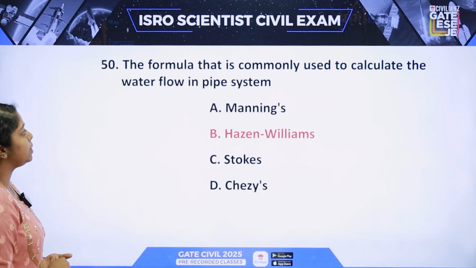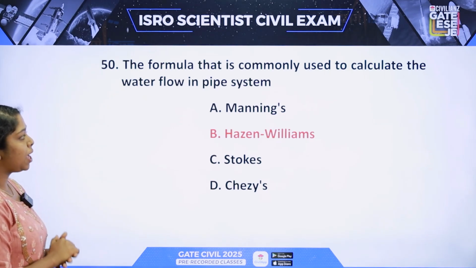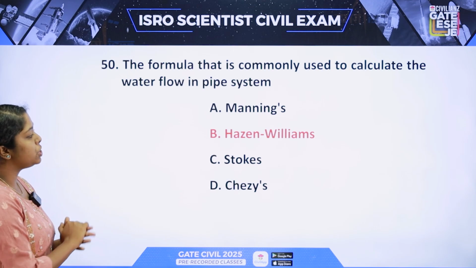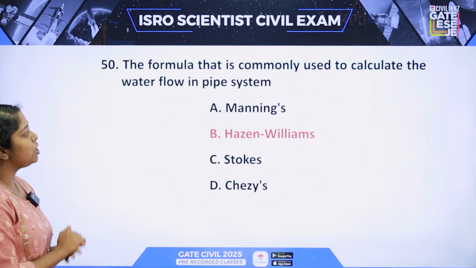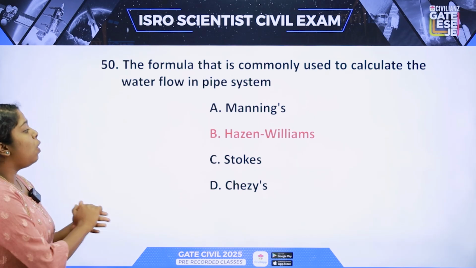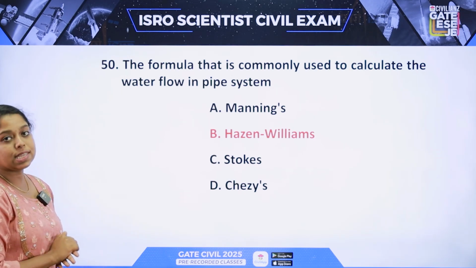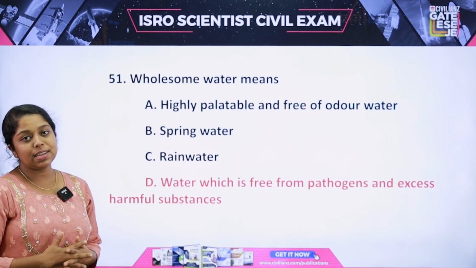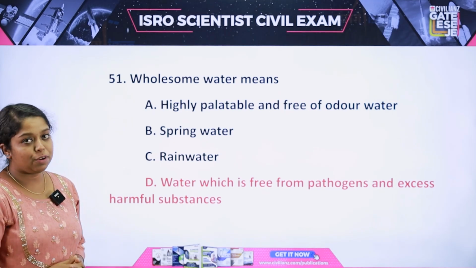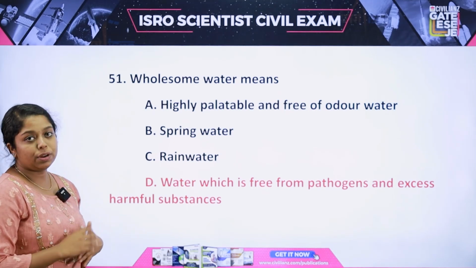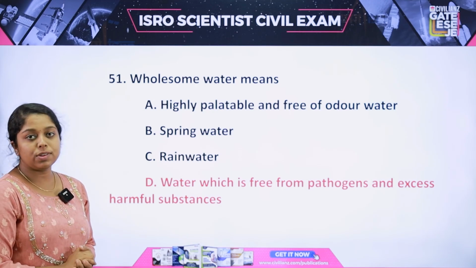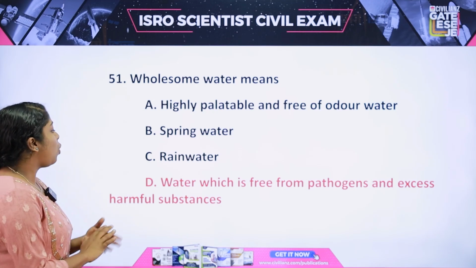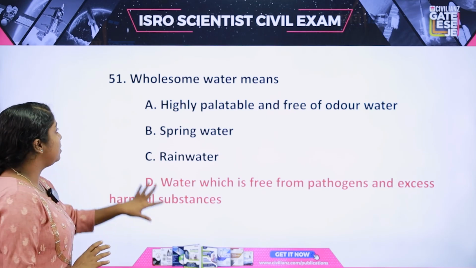Moving on to the 50th question. The formula that is commonly used to calculate water flow in pipe system. The option A is Manning, option B is Hazen-Williams, option C is Stokes, and option D is Chezy. We know that in the case of pipe flow, option B, Hazen-Williams, is adopted. Moving on to the next question, that is 51st question. It is from environmental engineering. Wholesome water means. We know that wholesome water is the water which is free from pathogens or harmful substances. So option D is the right answer.